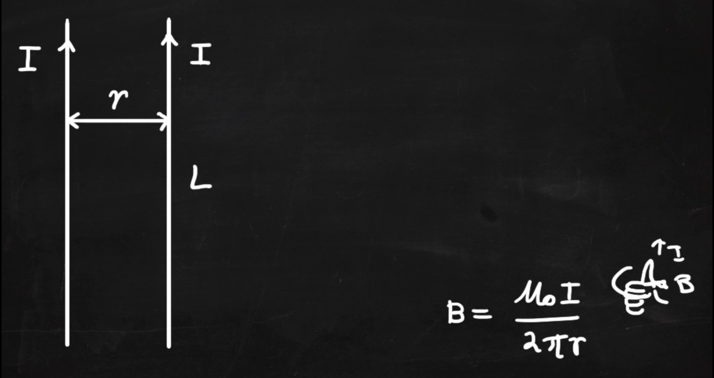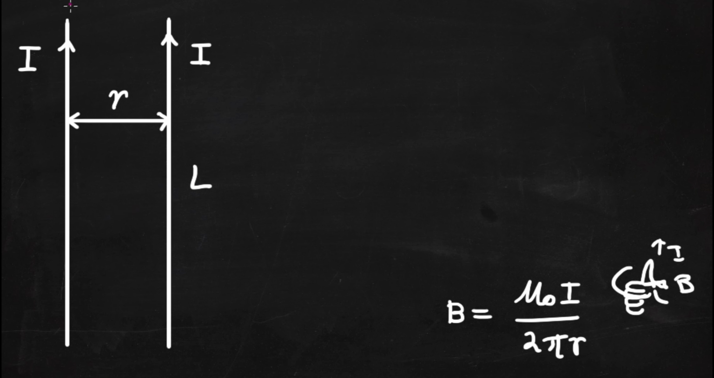Now let's turn our attention back to the problem. So we have two current-carrying wires, both with equal currents I, they're R apart, and of length L. And we wonder what is the force between these two. So that's the question that we're actually trying to answer.